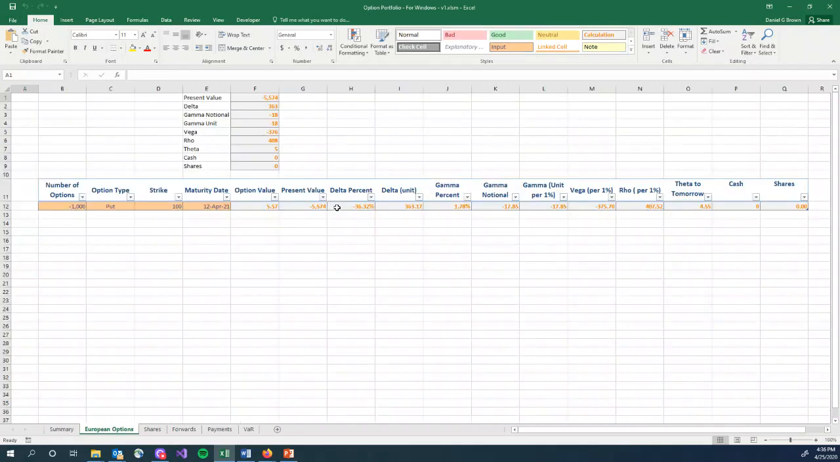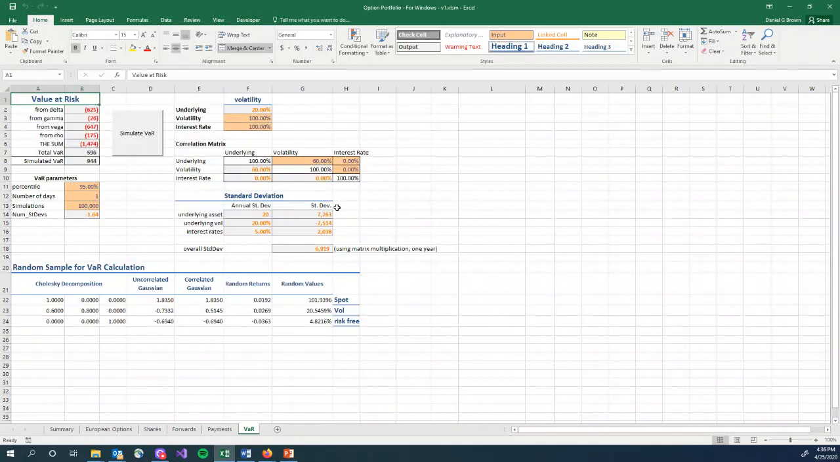So if I go to my value at risk tab in the spreadsheet, you will see the parameters: the underlying asset, the volatility of that underlying asset, and the interest rate. They're all log normally distributed, so we have to specify a volatility of each of them. The volatility of the underlying, the volatility of the volatility, and the volatility of the interest rates.